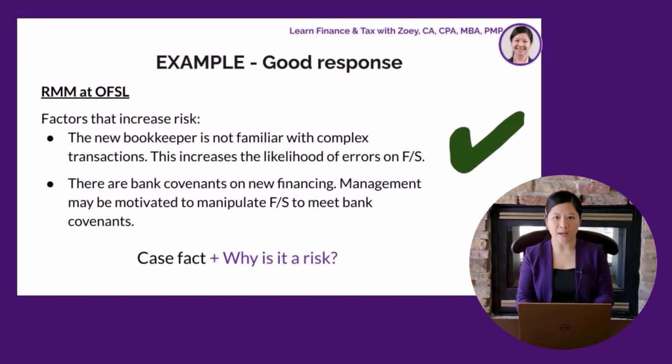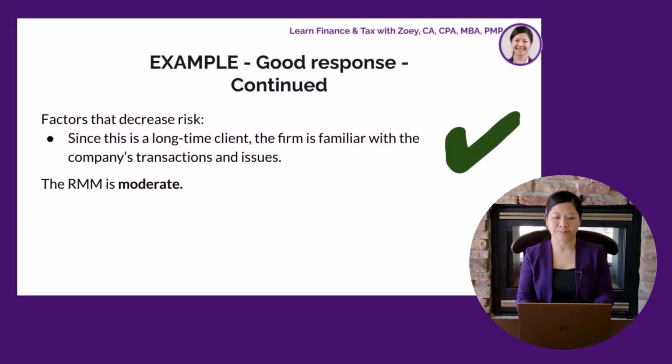In the second example, I identified the risk factors and I explained how they impact risk of material misstatement. For instance, instead of just saying new bookkeeper, I add that the new bookkeeper is not familiar with complex transactions, which increases the likelihood of errors on financial statements. Also, I conclude that the RMM was moderate.